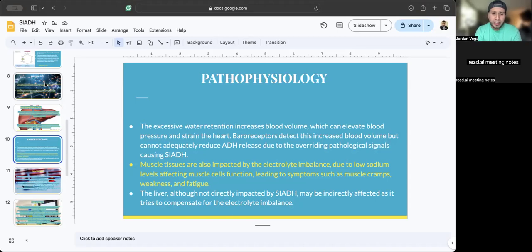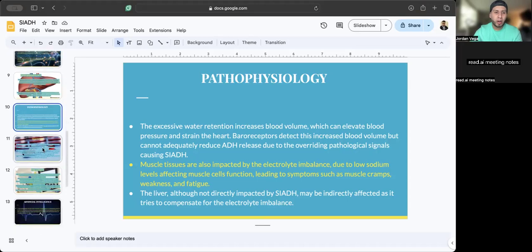Our liver is also affected. It's not directly impacted by SIADH, but it can be affected because it tries to compensate for the electrolyte imbalances. So it causes an unnecessary strain on our liver. So these are all the organs that are affected by SIADH.